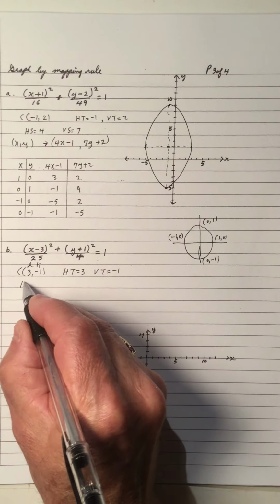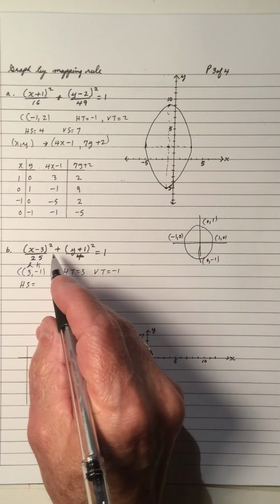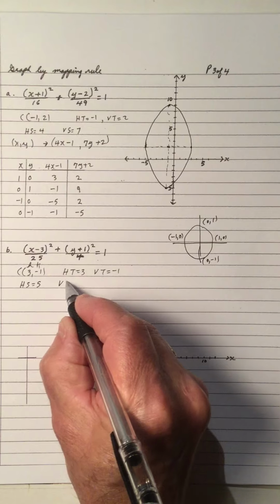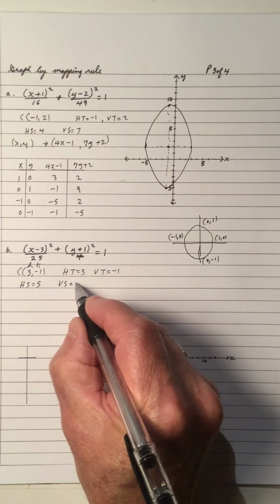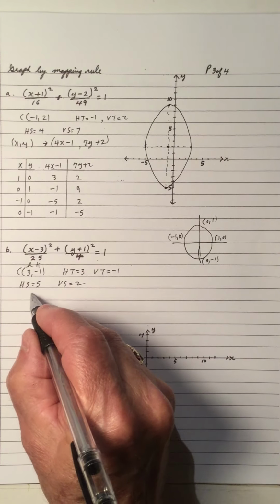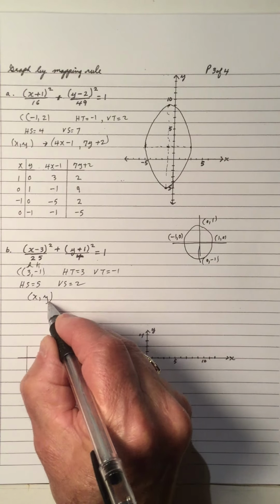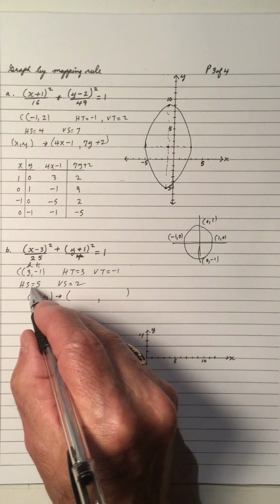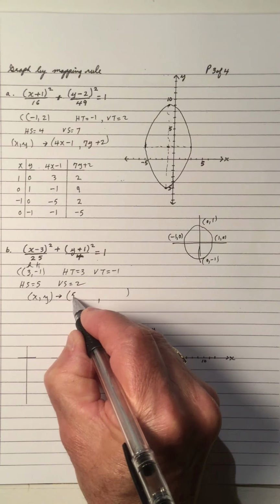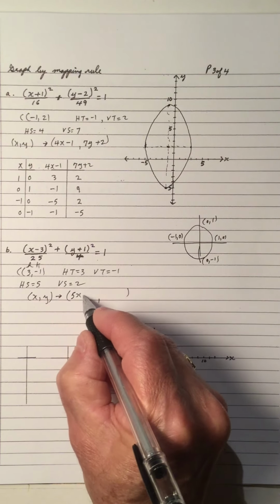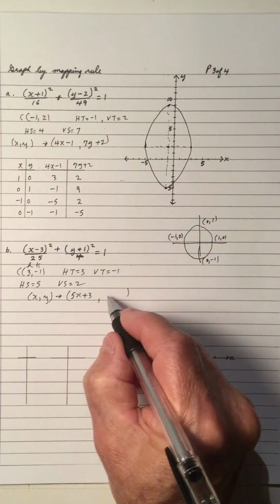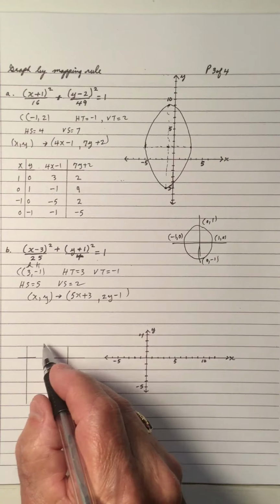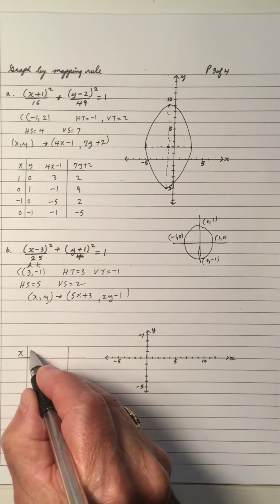And we have a horizontal stretch, which is the square root of 25, which is 5. The vertical stretch is the square root of 4, which is 2. So the mapping rule is x comma y maps to the horizontal stretch 5 times x plus 3. Vertical stretch is 2, so it's 2y minus 1.